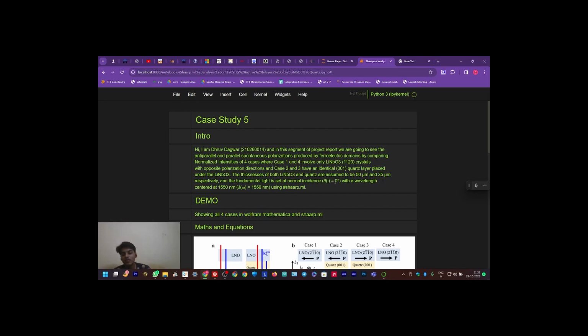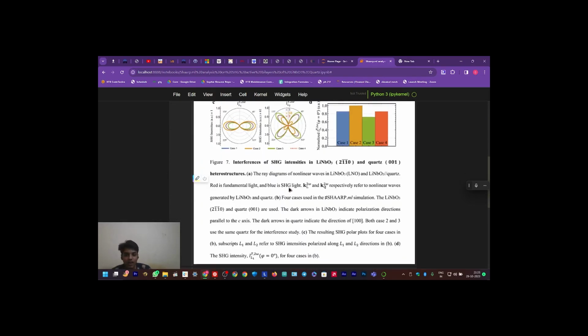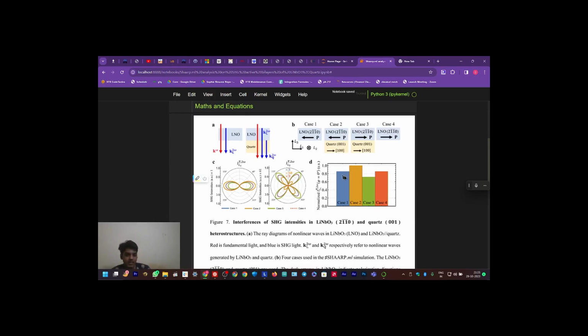Our incident angle would be 0 degrees, with a wavelength centered at 1.55 micrometers. We would expect to see that in case 2 there would be constructive interference and the intensity would build to the maximum, and in case 3 the intensity would be suppressed to some extent, and case 1 and case 4 would be the same as there is no quartz layer between them. The first is the omega frequency, and the nonlinear is the 2 omega.